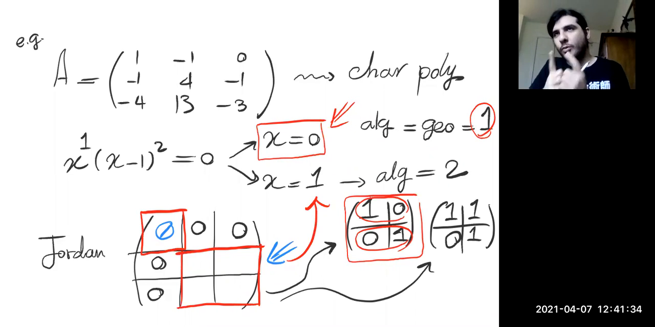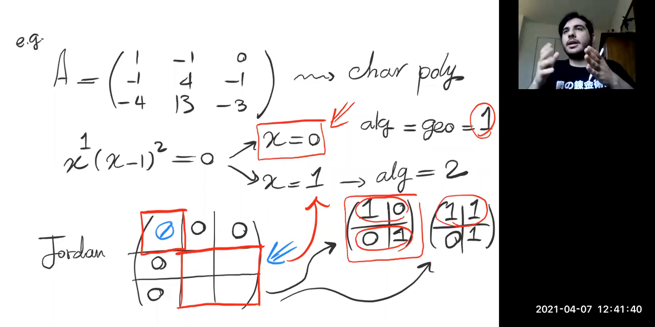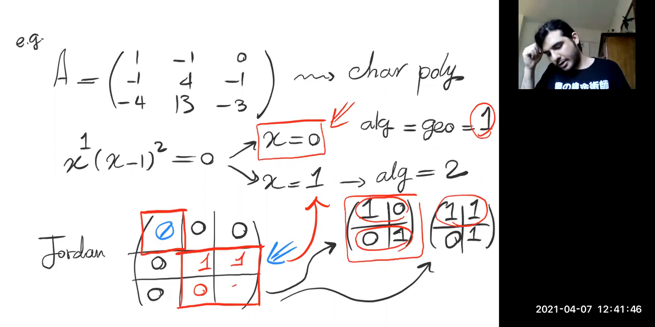Now that there is just one linearly independent vector, the other one is related to something called a generalized eigenvector or something like that. So it should be 1, 1, 0, 1. It would be this one.